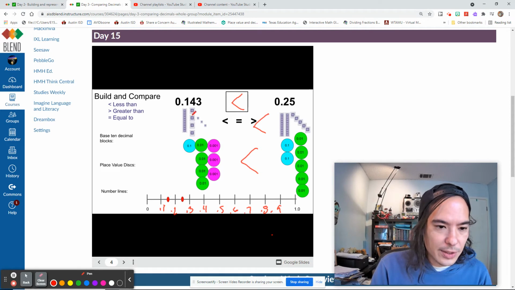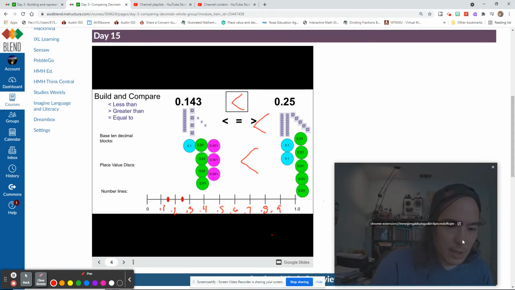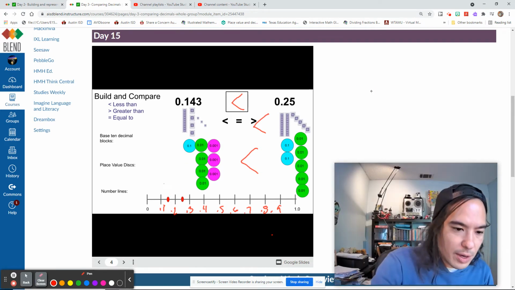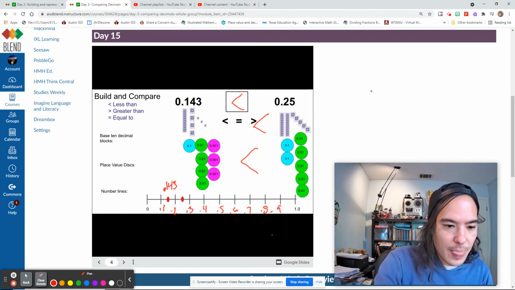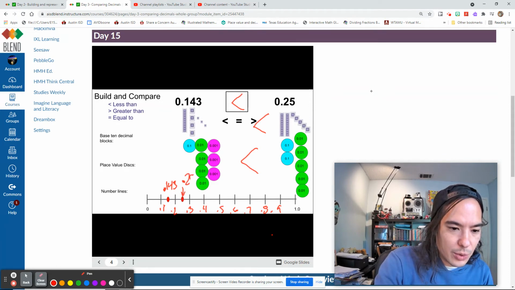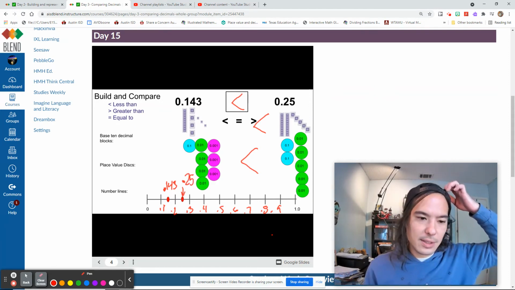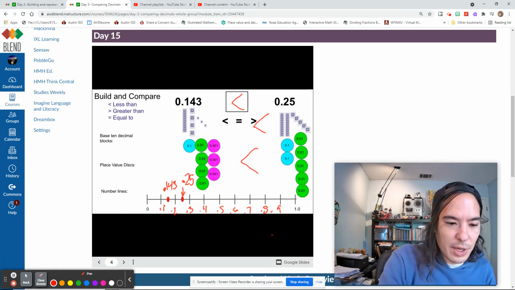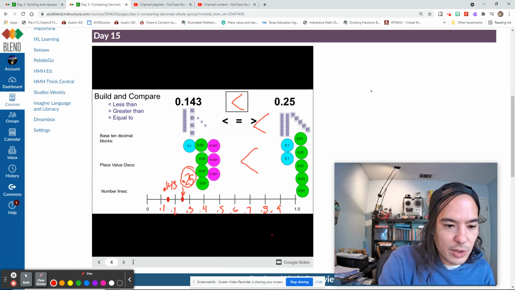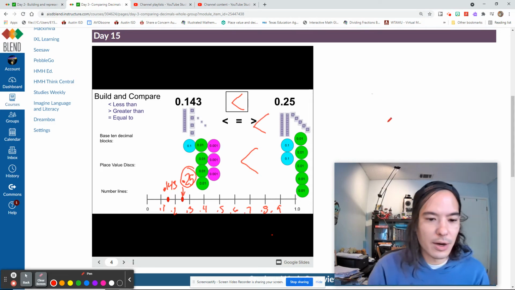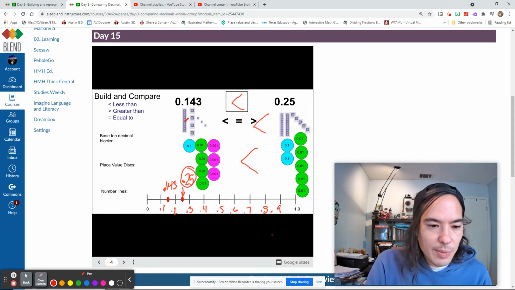All right, so as you can see, they put 143 thousandths on our number line right about here. It's after 1/10, but before 2/10, and it's a little bit before 1 and 5/100ths. All right, and then over here you have 25/100ths, which is smack dab in the middle between 2/10 and 3/10. So if we put those numbers on a number line, once again we can see that 25/100ths is greater on our number line.